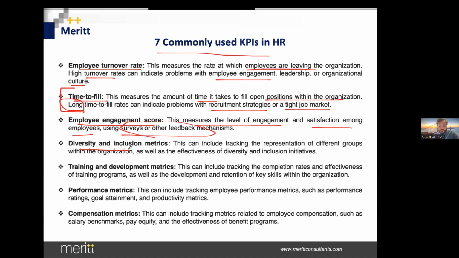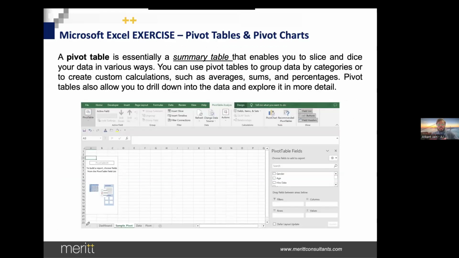Diversity and inclusion metrics. So this includes tracking the representation of different groups within the organization, as well as the effectiveness of diversity and inclusion initiatives, training and development metrics, performance metrics, compensation metrics. So you guys must be aware of this, right? All right. So theory is done, thankfully. So any question on it so that we can start with the practical aspect?